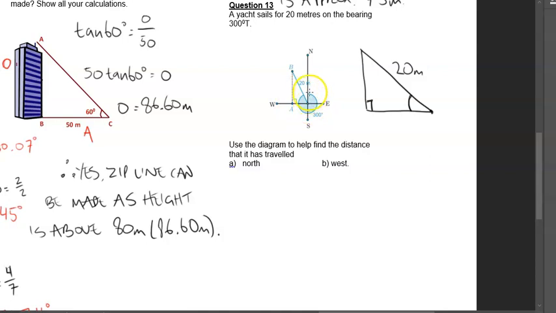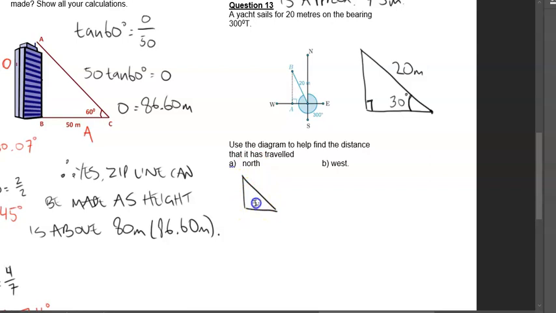So we know that this goes 270 degrees here. If it goes 300, we're finding the difference between 270 and 300. That will give us this little angle within here. So the difference between 270 and 300 is 30 degrees, so this angle here is 30 degrees. And what we're looking for is its length, or distance, from the origin to north.